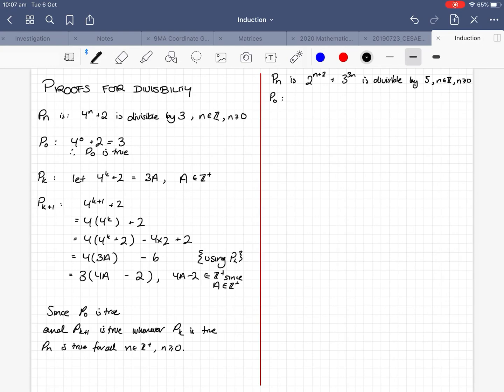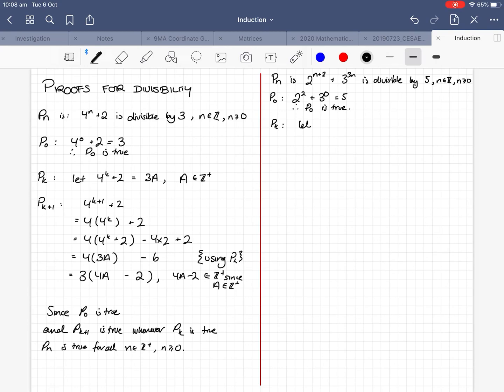P0, the first one, 2 to the power of 2 plus 3 to the power of 3, that's equal to 4 plus 27. That is equal to, sorry, no it isn't. Let's do that right. 2 squared plus 3 to the power of 0, that's equal to 4 plus 1, which is equal to 5. So therefore, P0 is true. Right, 5 is, in fact, divisible by 5.